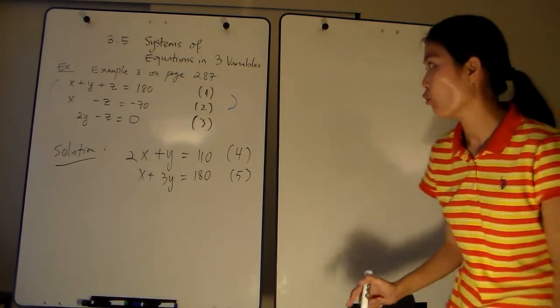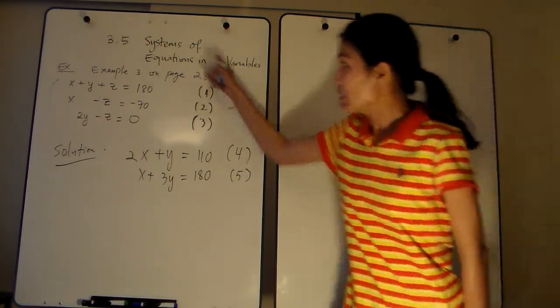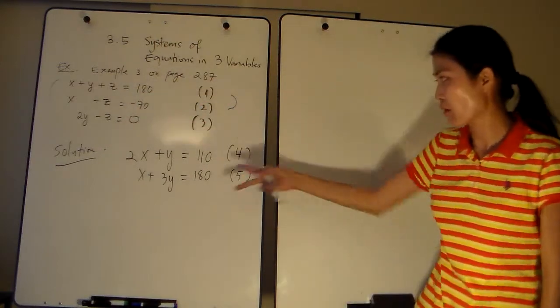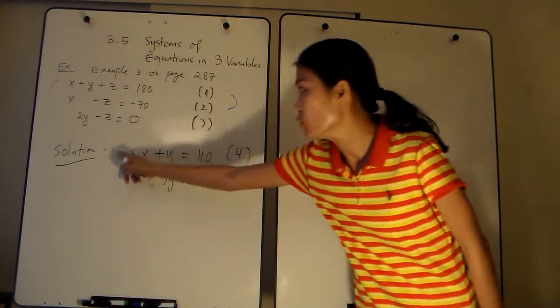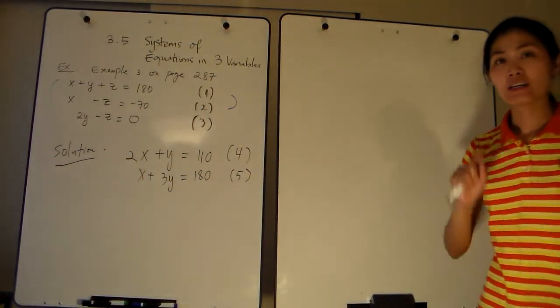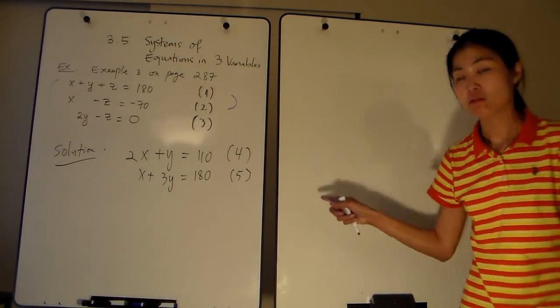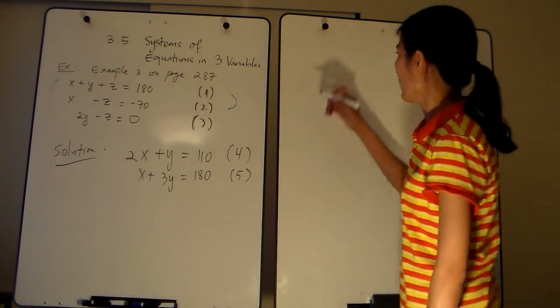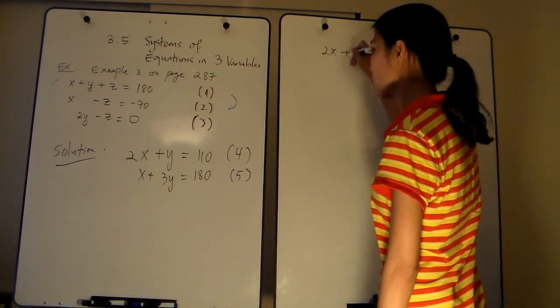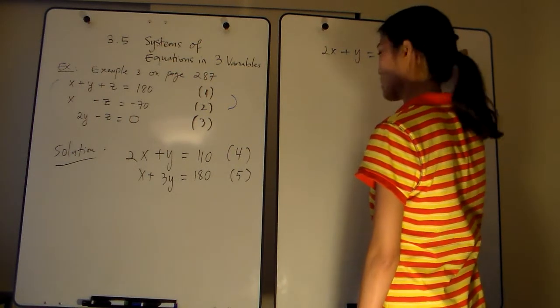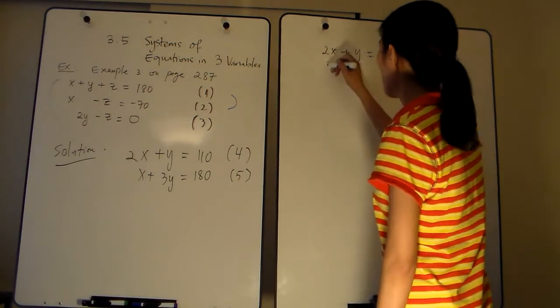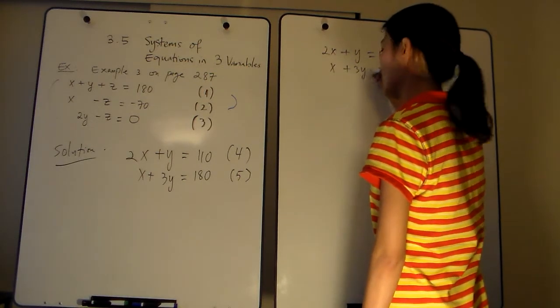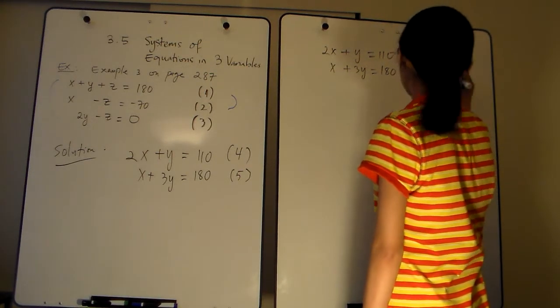Alright, now any combination of these generates these 2 equations, 2 equations with 2 variables. Now you can solve, right? You learned this before. You can use the elimination method. Alright, let me copy this here. 2x plus y equal 110. This is equation 4. x plus 3y equal to 180. This is equation 5.